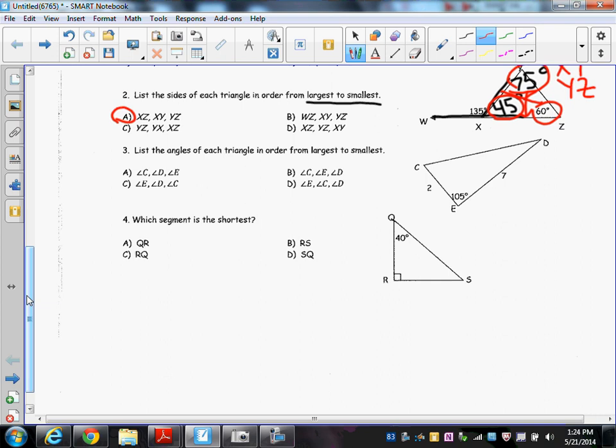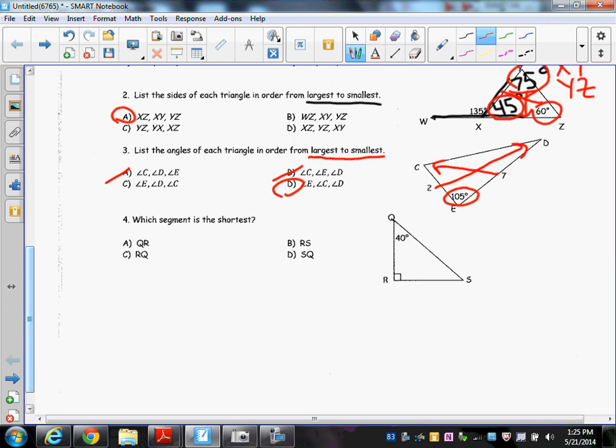So number 3, we're asked to list the angles in order from largest to smallest. Well, I'm not given all 3 sides. Remember, the largest angle is across from the largest side. But I know 105 has to be my biggest angle. So angle E has to be the first one because I'm listing them largest to smallest. And then the next largest angle has to be across from the larger side. So it has to be E, C, and then D. That's going to be letter D.